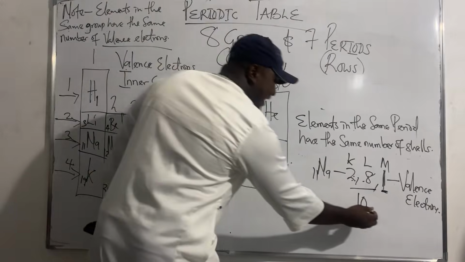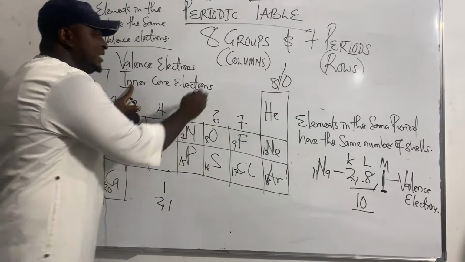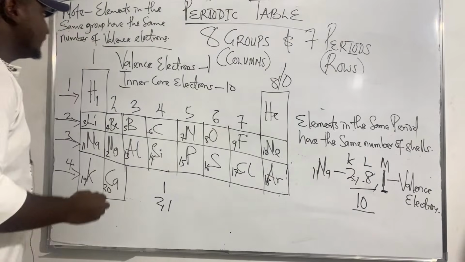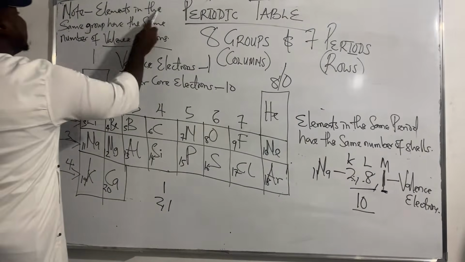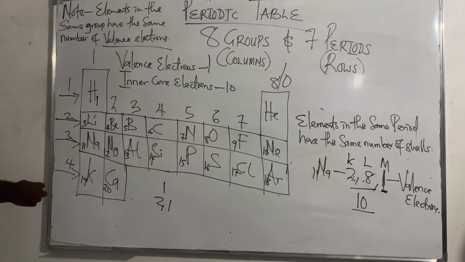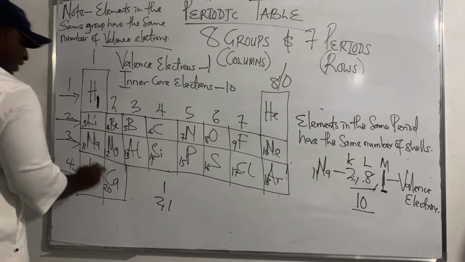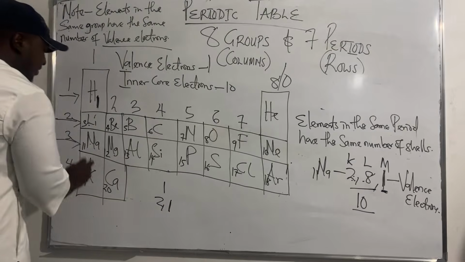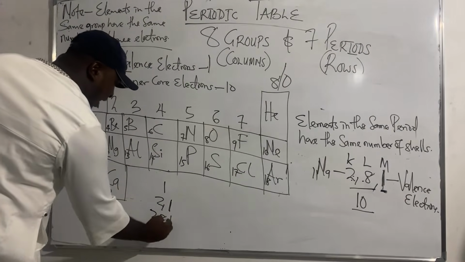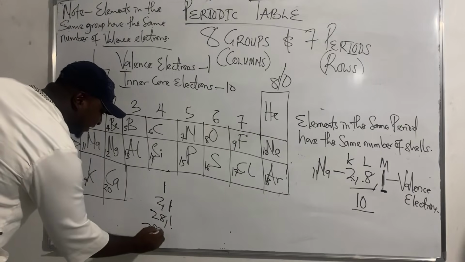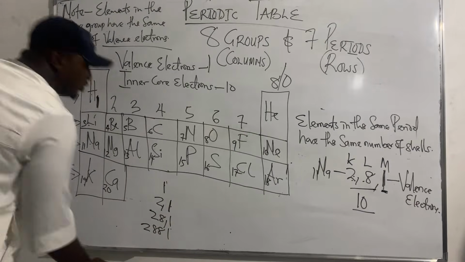So sodium has 10 inner core electrons and 1 valence electron. What I'm trying to say is that elements in the same group have the same number of valence electrons. The number of valence electrons for hydrogen is 1. Lithium is 3, which is 2, 1. Sodium is 11, 2, 8, 1. Look at 1, 1, 1. Potassium is 19, which is 2, 8, 8, 1. Everybody ends with 1 valence electron.